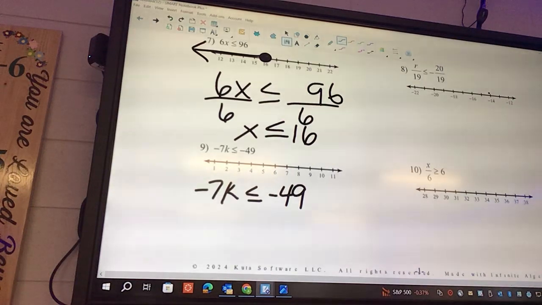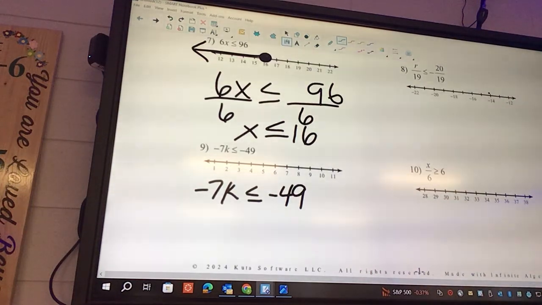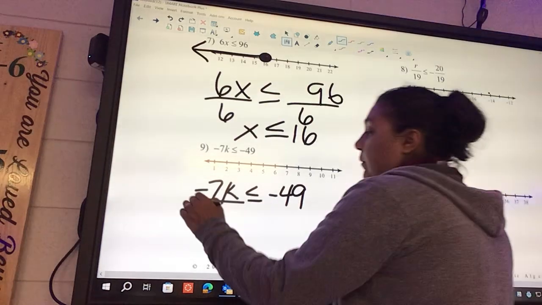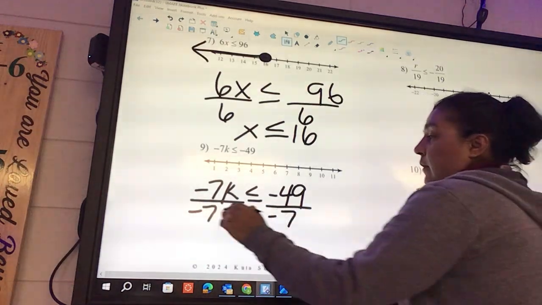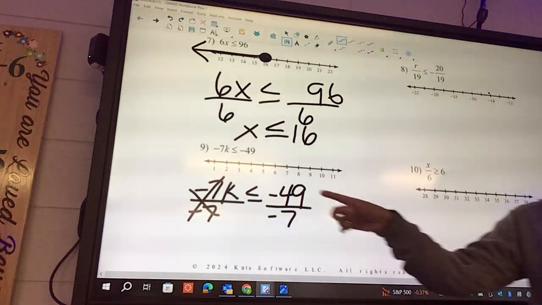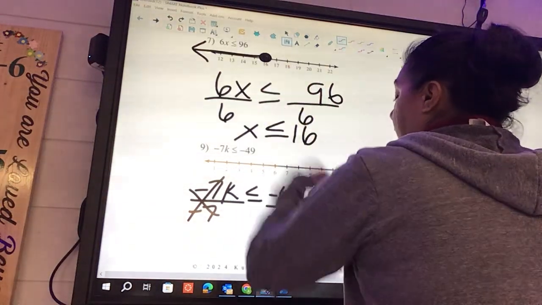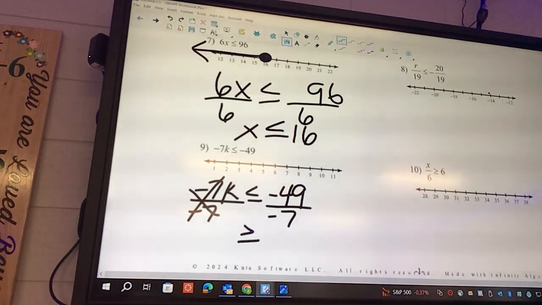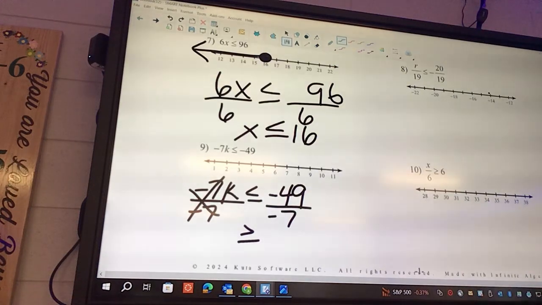Okay, look at number 9. I need to move that -7. How do I move that? You divide. We're gonna divide by -7. What did we divide by? -7. So that means now this sign, the alligator mouth was facing this way, we need to turn it this way. It does not get rid of the little line on the bottom, but you do have to flip the location of the mouth, which is gonna change the direction of our line. So on this side, we're gonna get K.